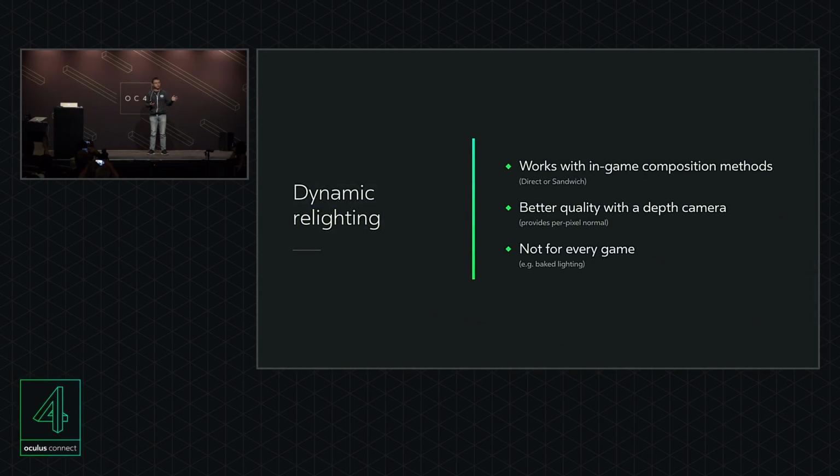Dynamic relighting only works with in-game composition modes. If we do that with a regular color camera, the results could be flat. But when using a depth camera, because we now have the per pixel normal, the lighting would look much better. But keep in mind, the dynamic relighting won't work for any game. A lot of games are currently using static backlighting, and the dynamic relighting won't work in this scenario.